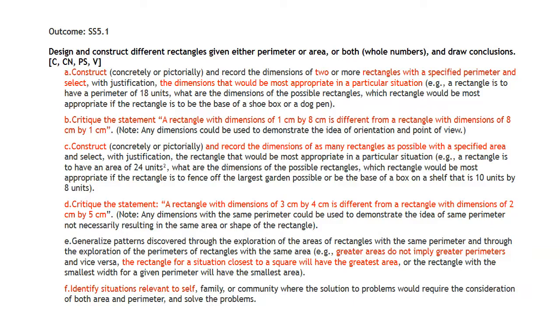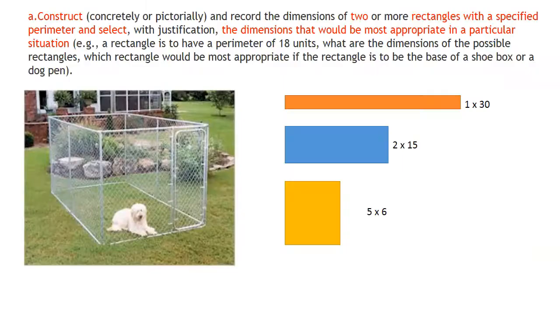So what you should be able to generalize is right here. This is kind of the rule, that the rectangle that you make that is closest to a square is going to have the greatest area. So remember that. Whatever rectangle you make, if you can get the sides to be as close as possible to the same measurement, then that's the one that's going to have the biggest area. And then lastly, F, identify situations that are relevant to your life. So let's have a look.